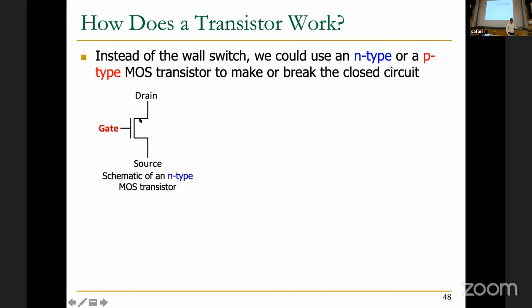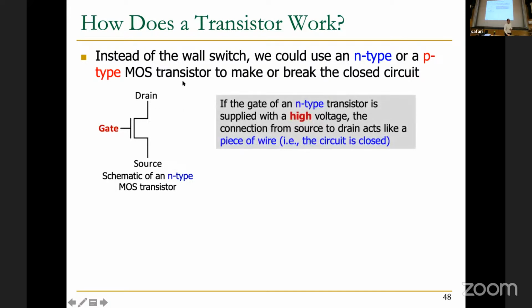In this case, it's an N-type. We'll see why it's an N-type transistor. But an N-type transistor, when you supply high voltage to the gate, the connection from source and drain acts like a piece of wire, meaning the circuit gets closed. So it can conduct. It can conduct electrons, basically.